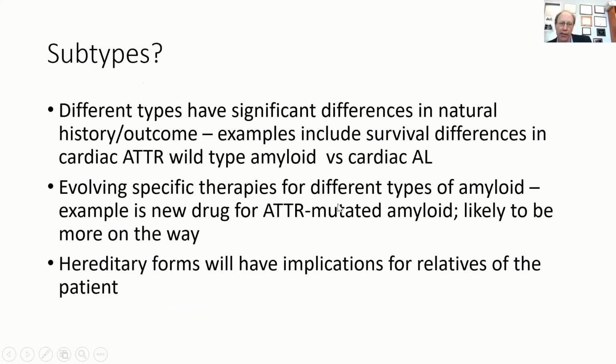And so, why is it important to have the subtypes? As we've heard all during the day here today, they differ in their history and their outcome and their treatment, now as more and more specific drugs are identified for specific types of this process. And of course, the hereditary forms also have implications for other relatives.